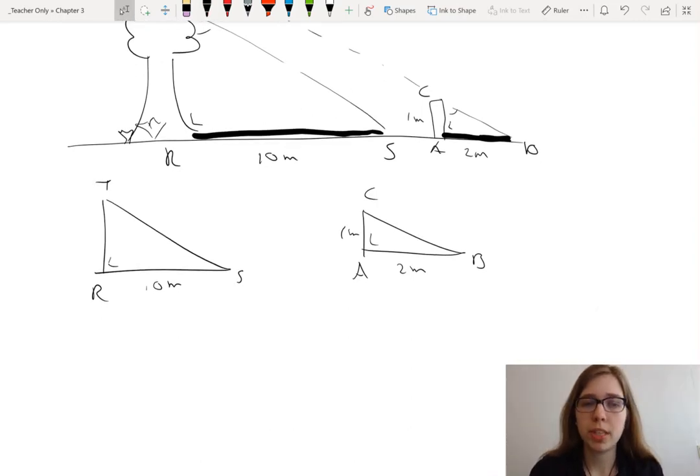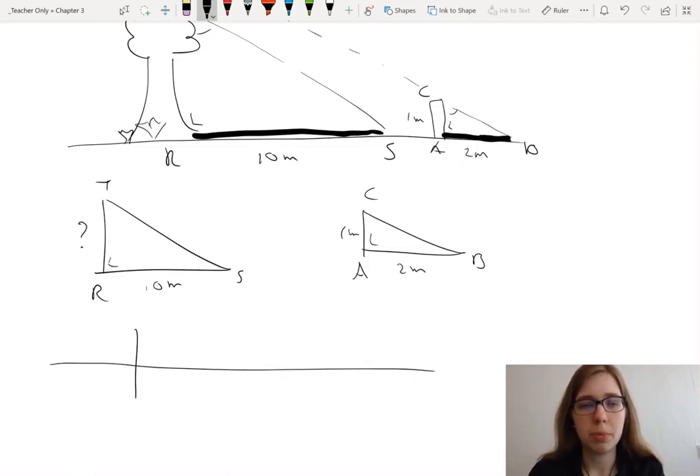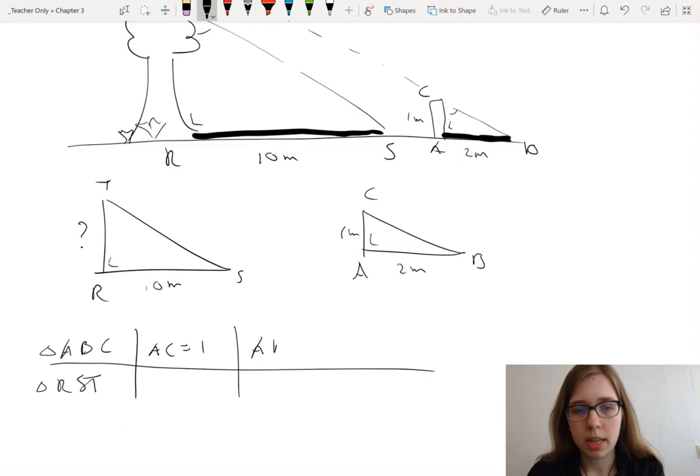What I'm going to do at this point, once I have these triangles, and I want, of course, to get TR, is I'm going to make a table. I'm putting ABC on top. It doesn't matter, it can be the other way around as well. And I fill in my information. I know that AC is 1. I know that AB equals 2. I know that RS, which corresponds to AB, is 10. And I want to know RT.